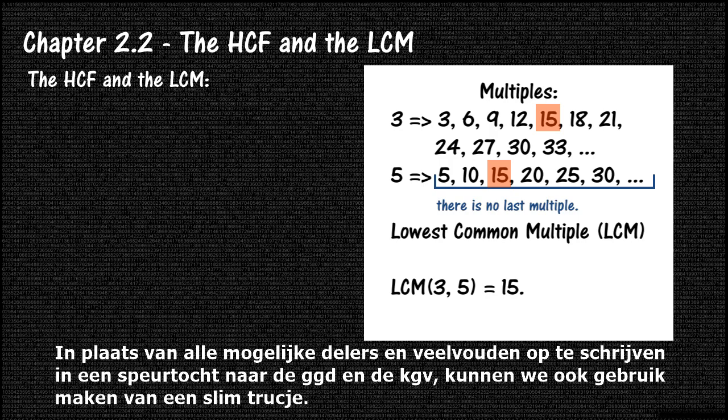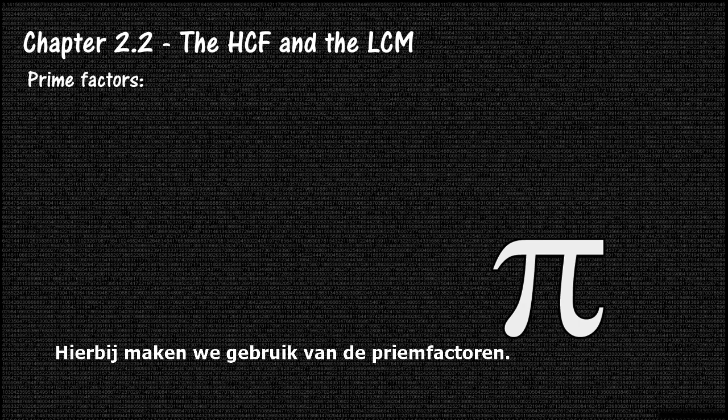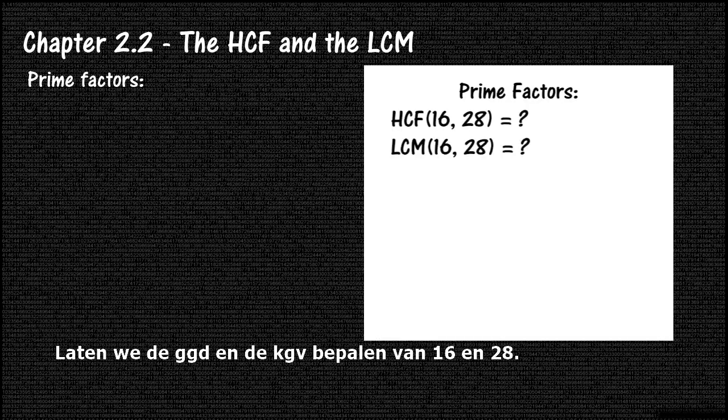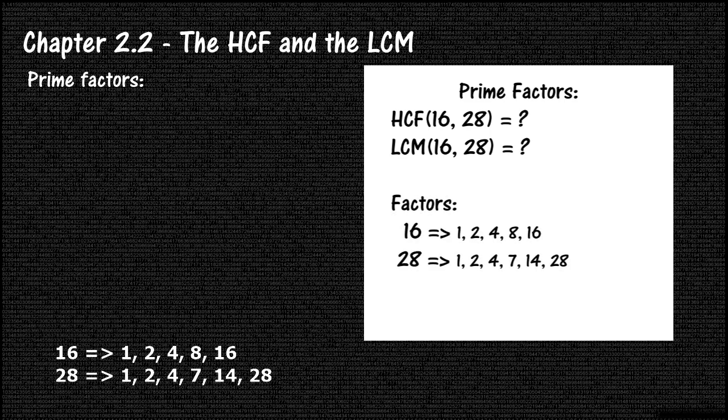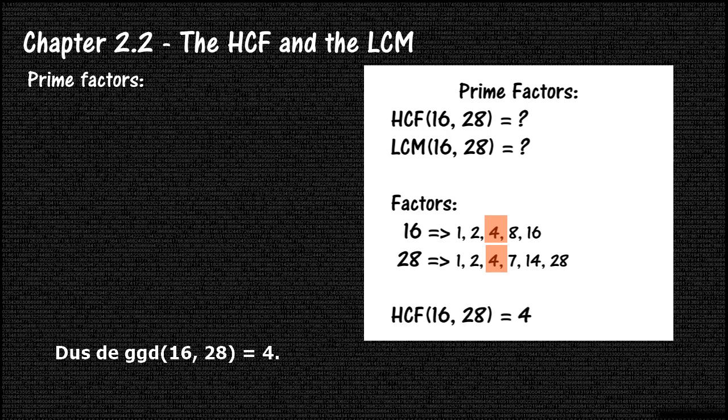Instead of writing all possible factors and multiples for the numbers in search of the HCF and the LCM, we can use a smart trick. This involves the use of the prime factors. Let's find the HCF and the LCM of 16 and 28. First, I will do it the old-fashioned way. We start by writing the factors of both numbers. For 16, that's 1, 2, 4, 8 and 16. 28 has 1, 2, 4, 7, 14 and 28. And then we see that 4 is the biggest common number, so the HCF is 4.